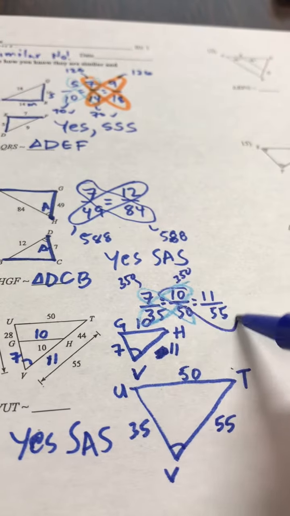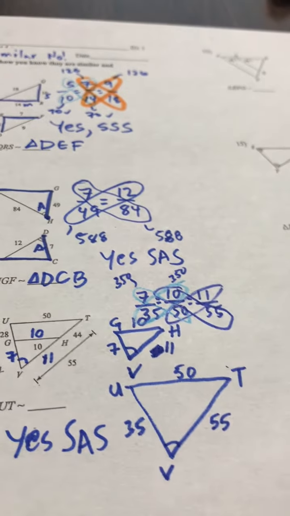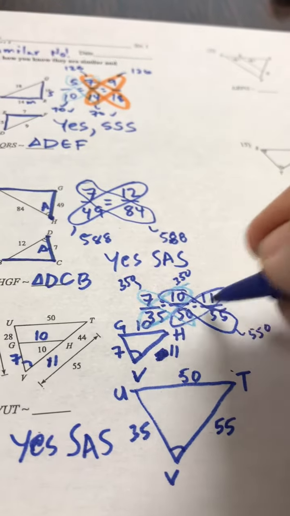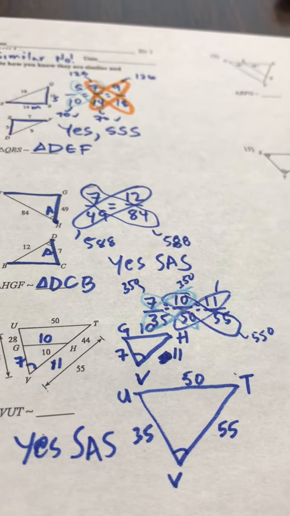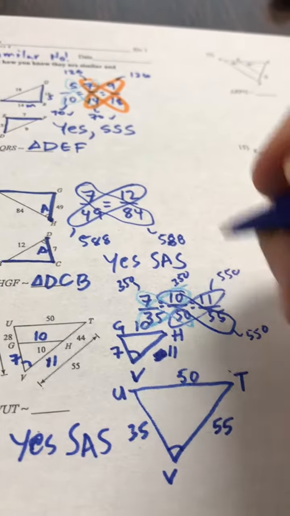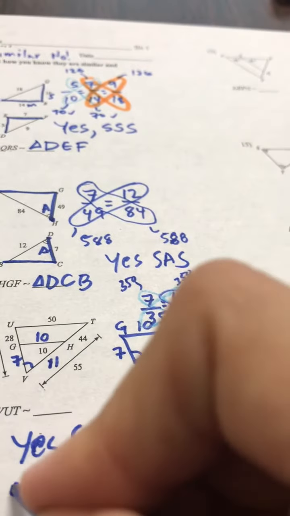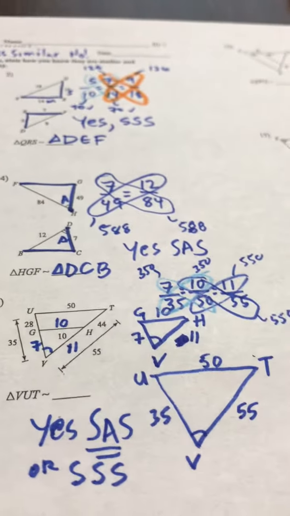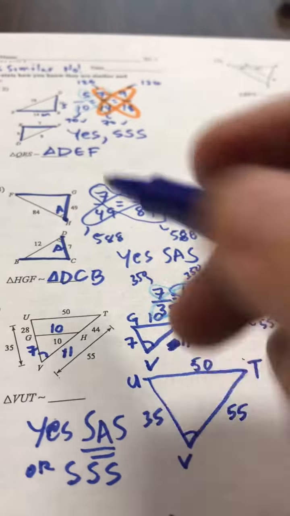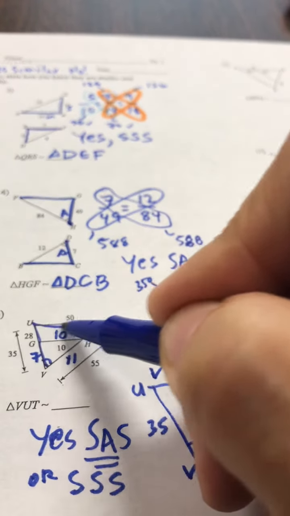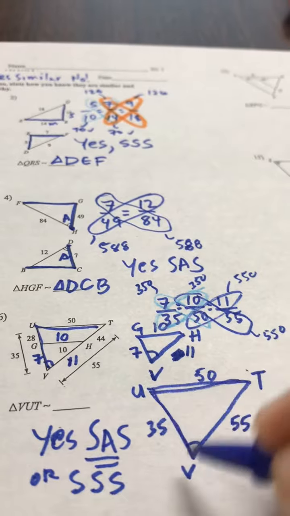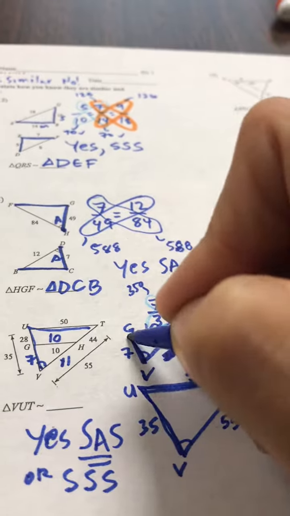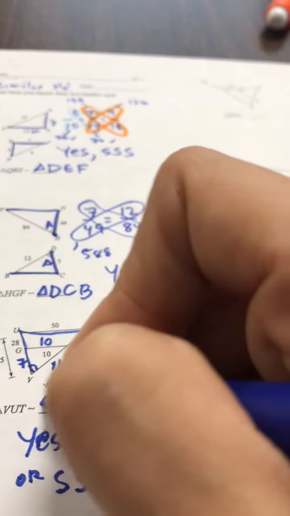Okay, now let's set up these. 10 times 55 is 550, and 50 times 11, 550. So this is yes because of SAS, or you could also put yes because of side, side, side. Now let's name it. So VUT, VUT. They went across the small side and then the middle side. So we want to do the same thing across the small side and the middle side, VGH.